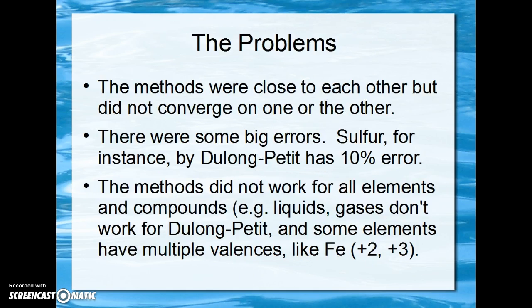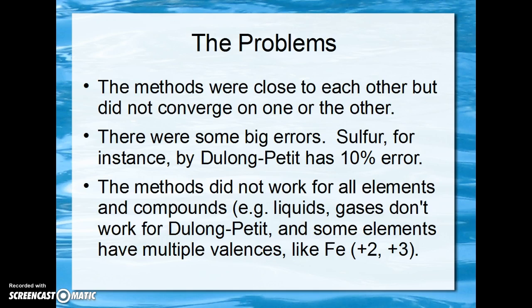Now the problems are that the methods that we've looked at were close, but they did not converge on one or another, and there are some big errors. So Dulong and Petit had a 10% error for sulfur, and we saw that problem we ran into in a previous slide with carbon.